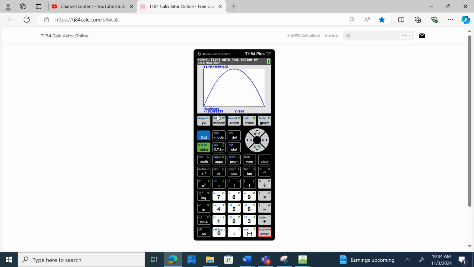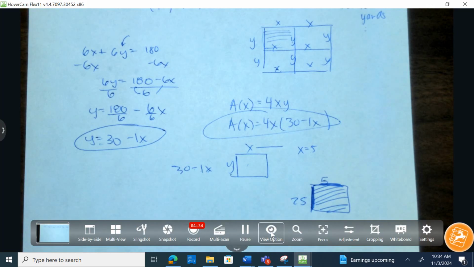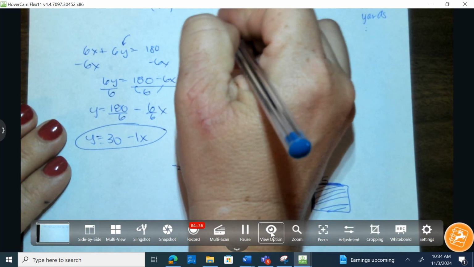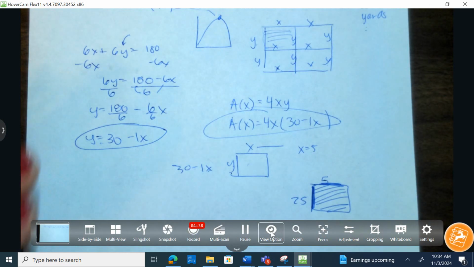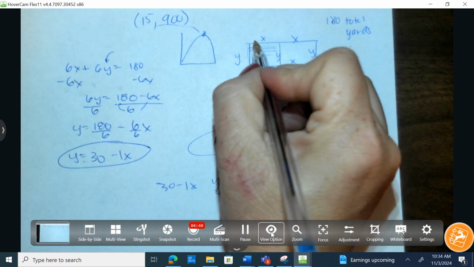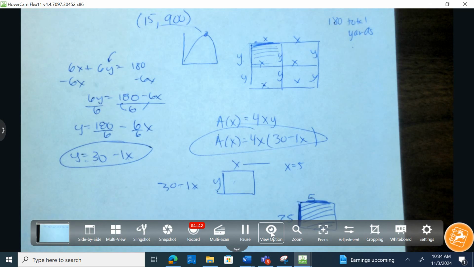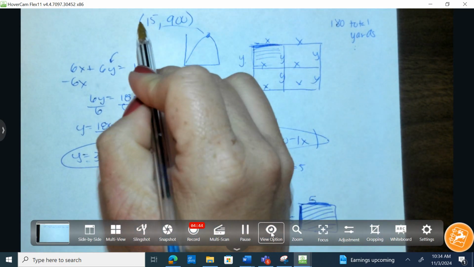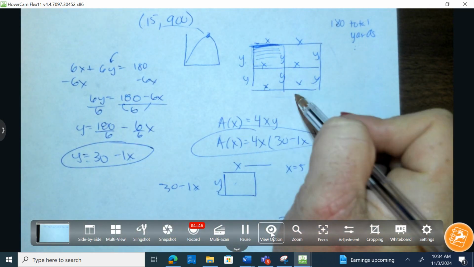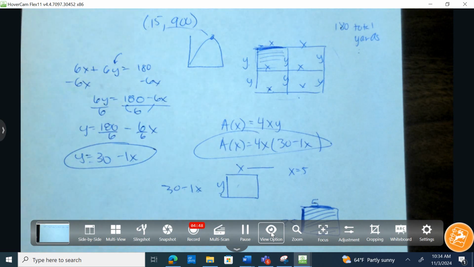I'm going to write this down. At the very height of this, X equals 15 and Y equals 900. We've got to make sense of that. Remember, X represents the length of the smaller rectangle. So when the length of a small rectangle is 15, the maximum area is 900 square yards. Let's go to the next one.